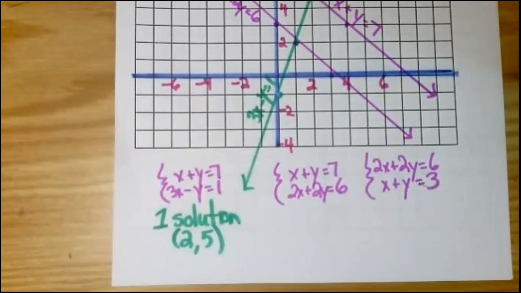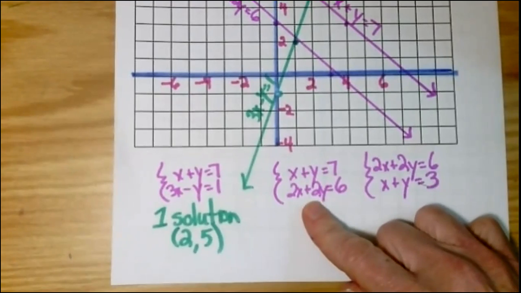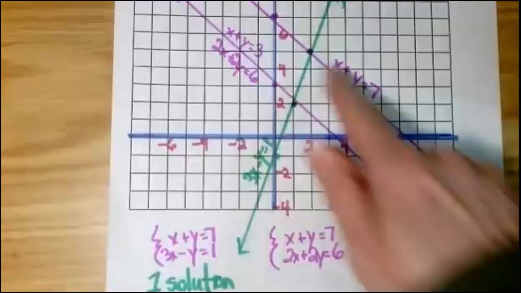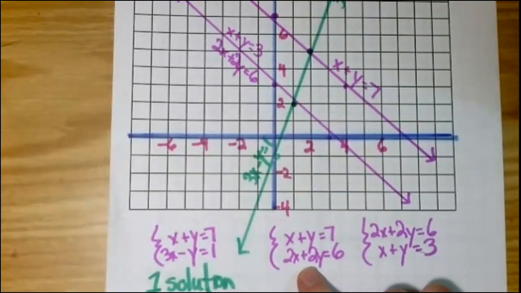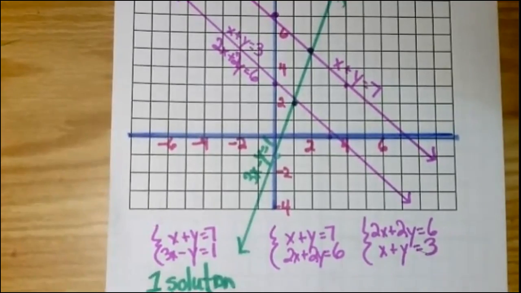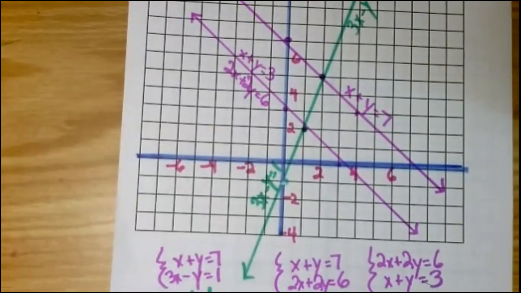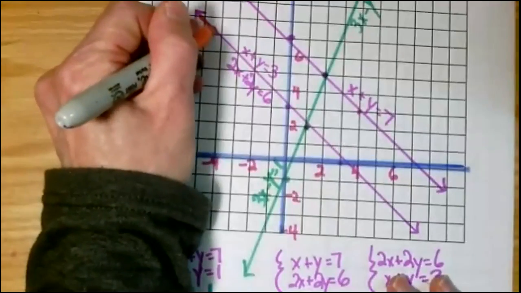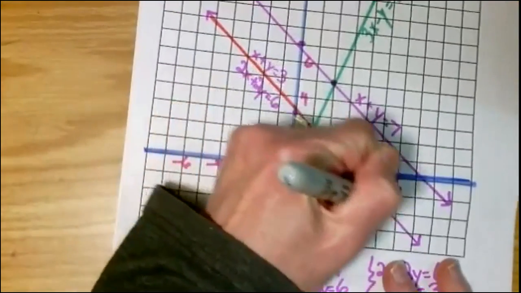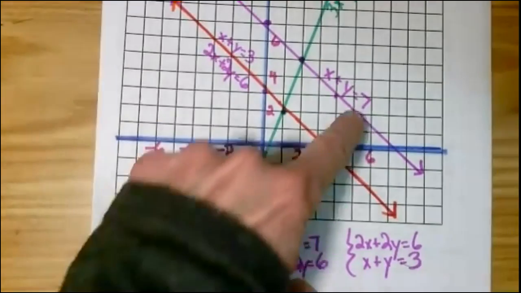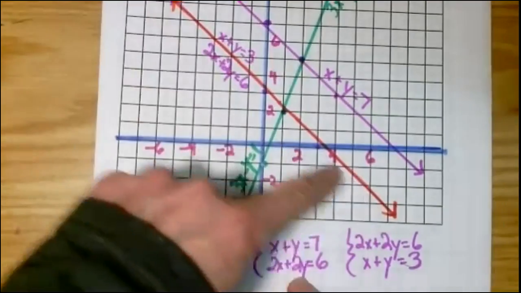Okay. Let's take a look at this system of equations. We have x plus y equals 7 again. That's the same line here, the pink one. And then we have 2x plus 2y equals 6. 2x plus 2y equals 6 is the other pink line. I should have made that a different color. I think I will make that orange. The orange line, okay? 2x plus 2y equals 6. So this is our other system. We have the pink line and the orange line.